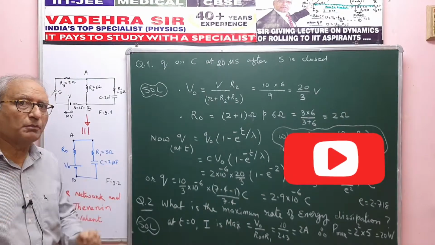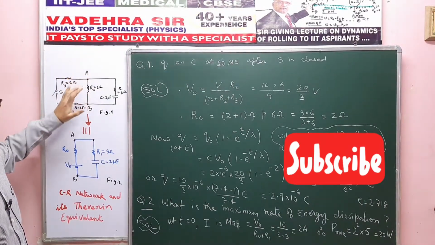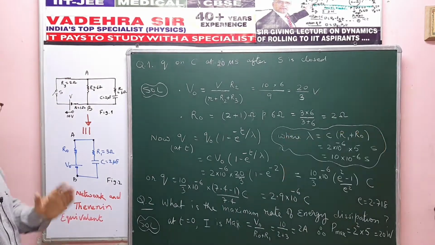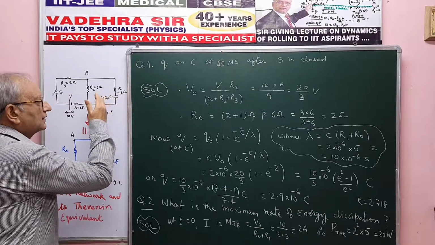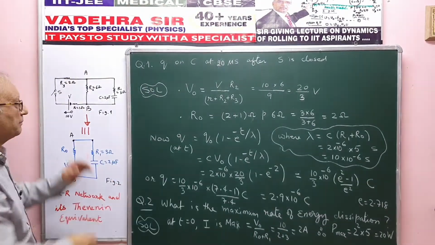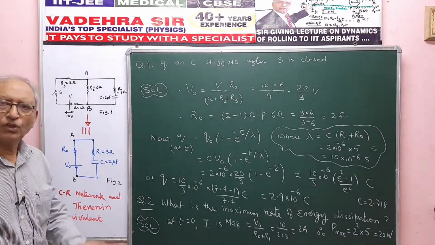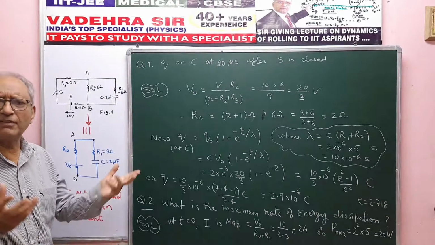I choose these 2 points to be A and B. So what I do now, I remove the branch R1 and C. So this branch is removed. Then between these 2 points, you find the voltage, and that will be V0. Call it EMF or voltage.